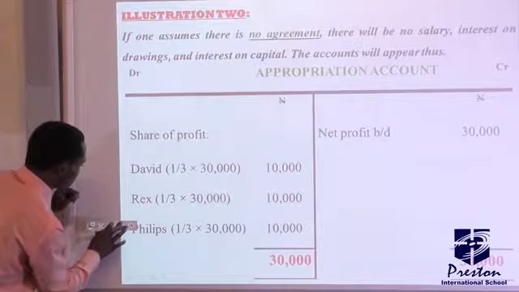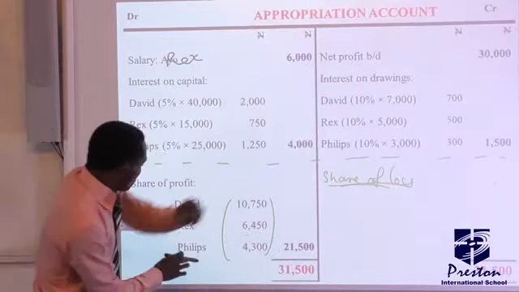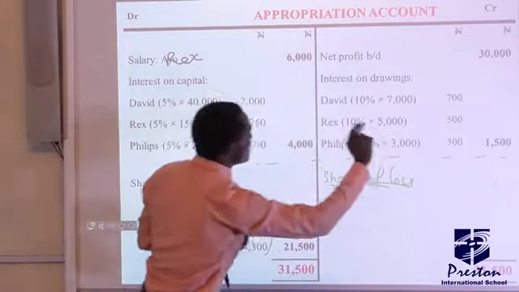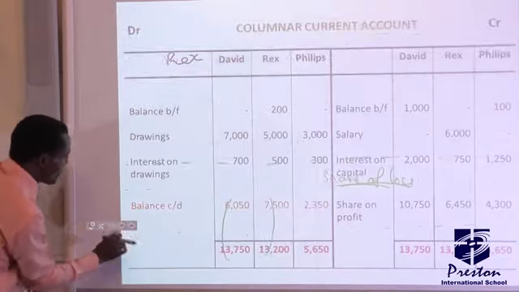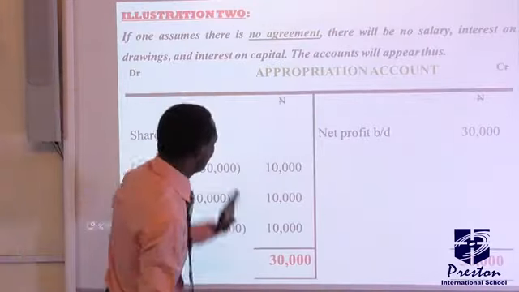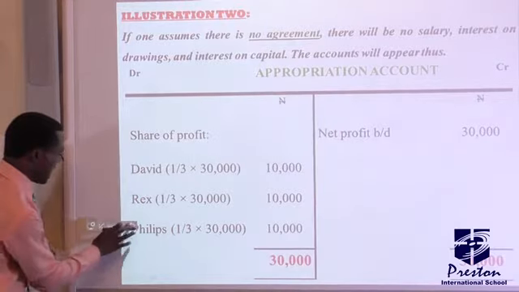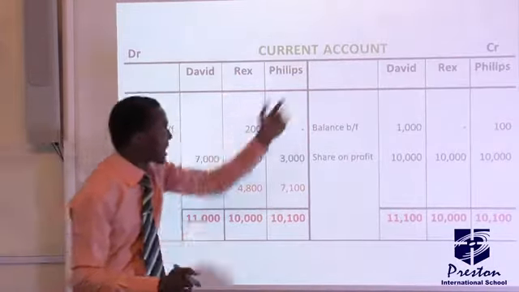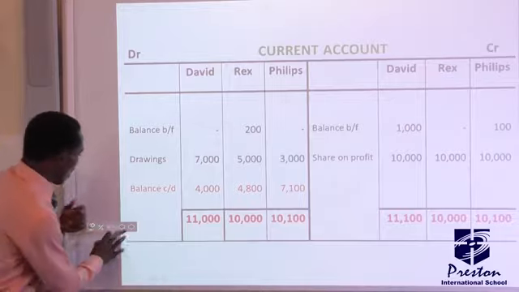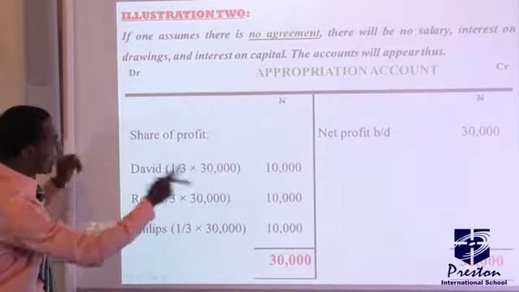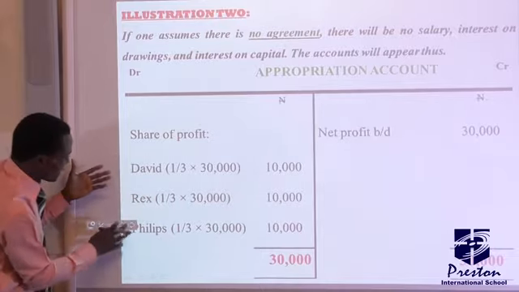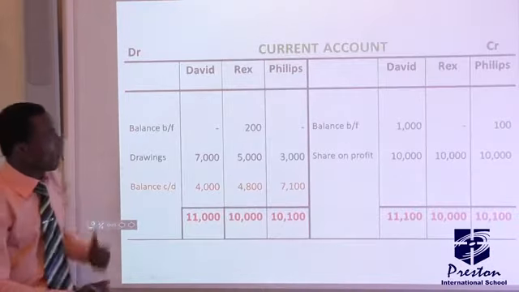Other things that you can see here will not be there. You will only have your net profit brought down. Other things will not be attached because there is nothing more attached if there is no agreement. This is how it will look like. Lastly, this is how the current account will also look like if, I repeat, there is no agreement among them that has formed the business.